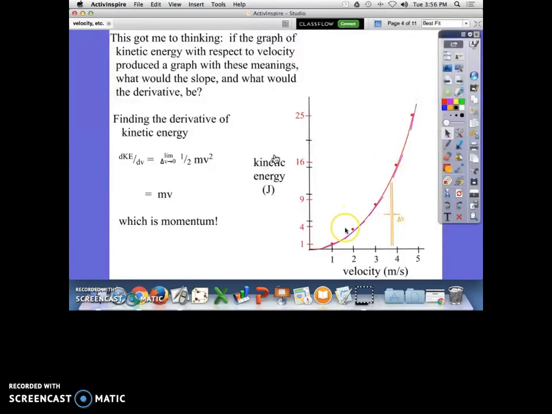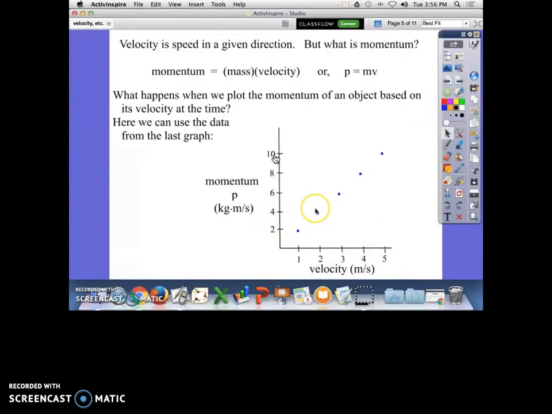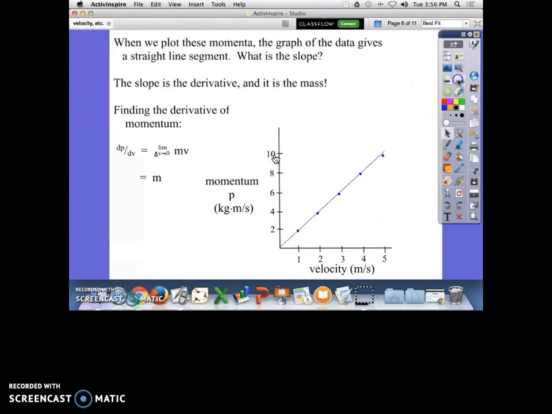That's using these slopes here. The slope's bigger and bigger and bigger and bigger. So the dots go at higher and higher numbers. Well, then what do you do with that? If we plot that data, we get that graph, but what does the slope of that mean? Well, that slope is a derivative, and it is the mass of whatever object we've got. Now, that's weird, but it's true.